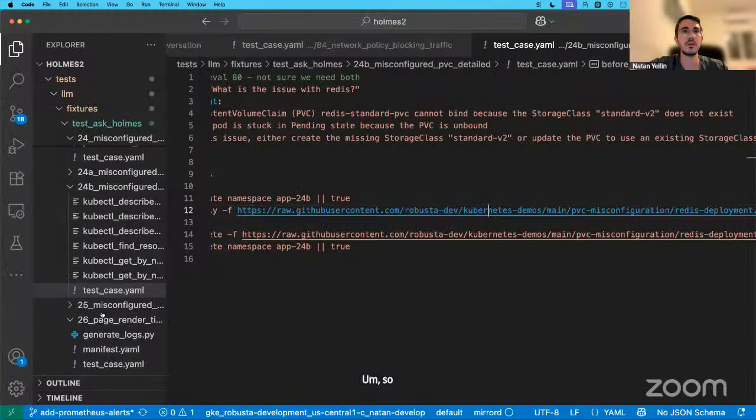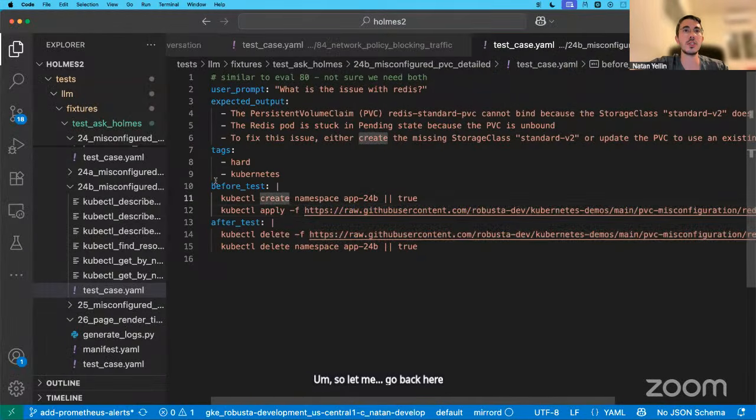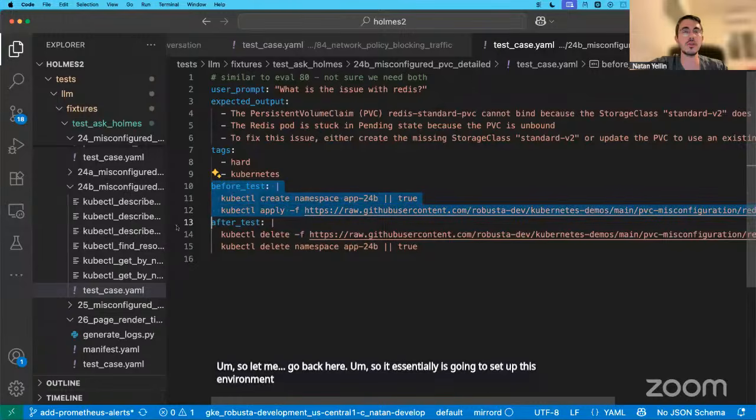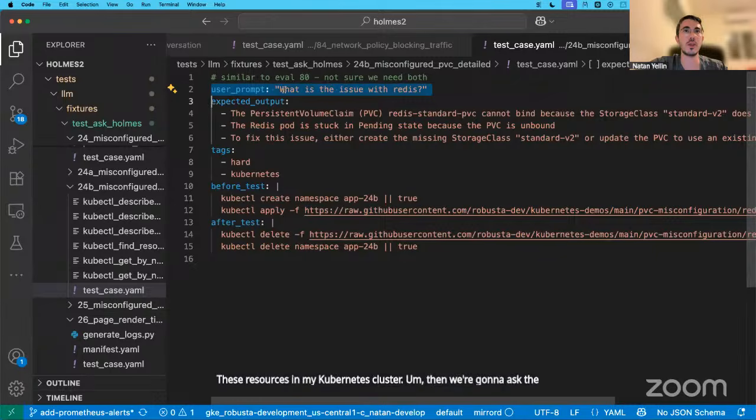So let me go back here. Essentially it's going to set up this environment, create these resources in my Kubernetes cluster. Then we're going to ask the agent, what is the issue with Redis? The agent is going to give us some answer. We expect that answer to have these.